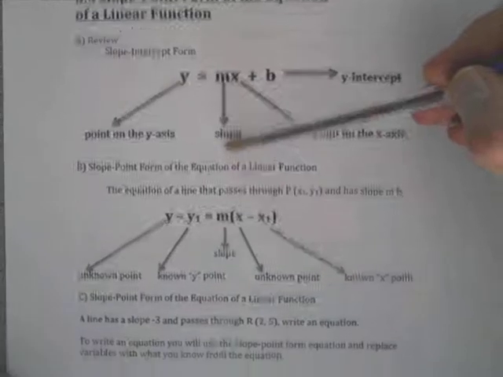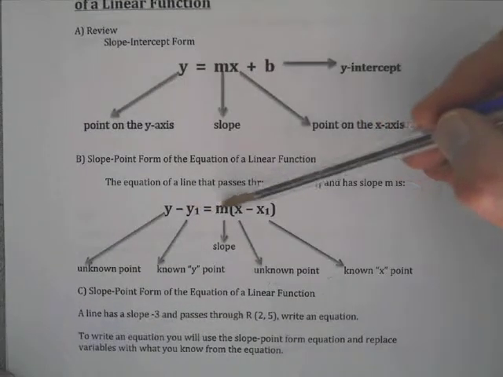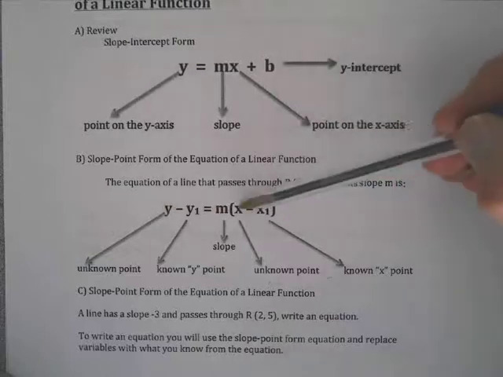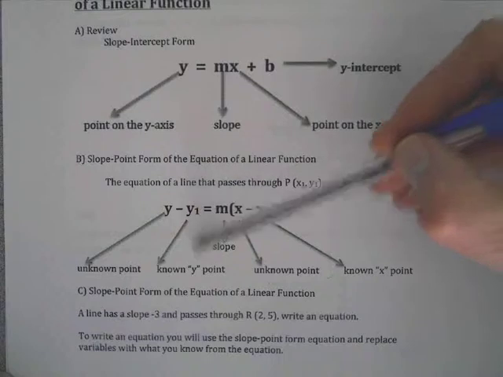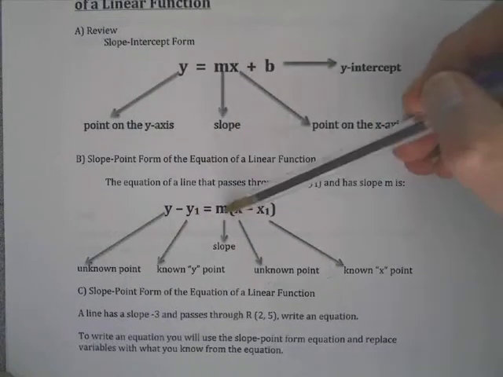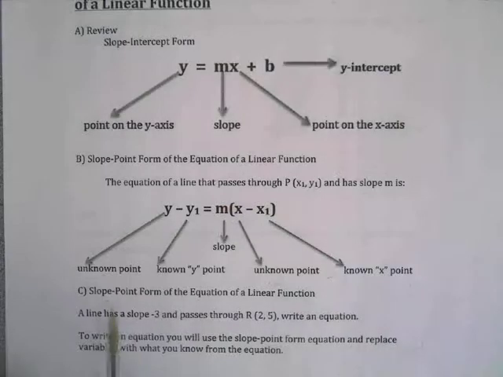A new formula deals with y minus y1 equals m times x minus x1. Once again, y and x will be your unknown points, whereas y1 will be a known point and x1 will be a known point, and m again is your slope. So if we're given this equation, slope-point form equation, we're going to create this. So we have a line that has a slope of -3 and passes through point R, which is (2, 5), and write an equation for that.